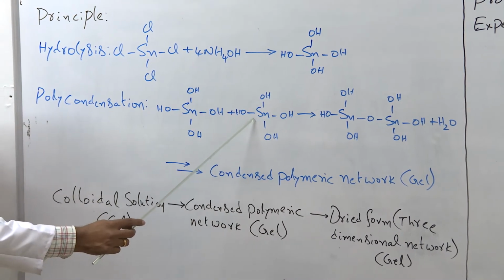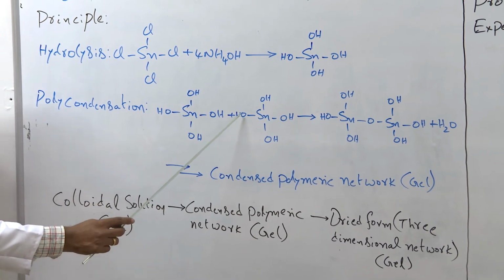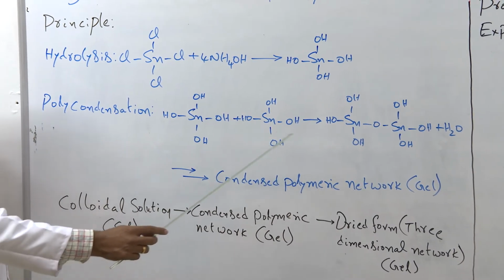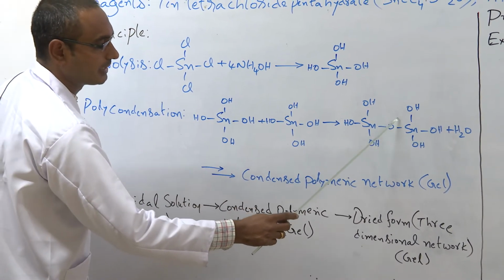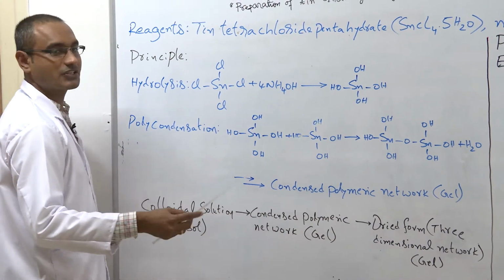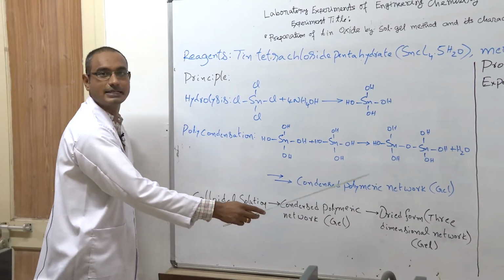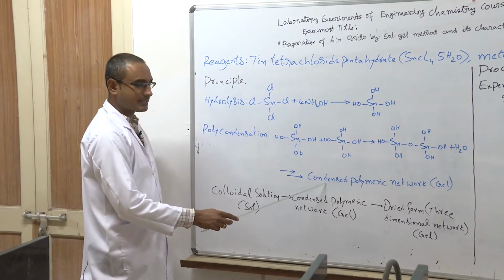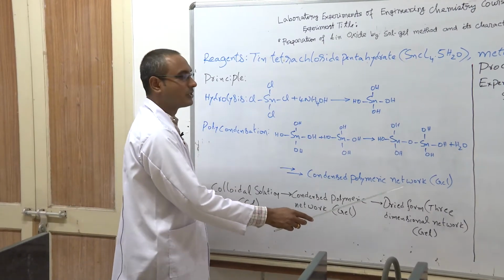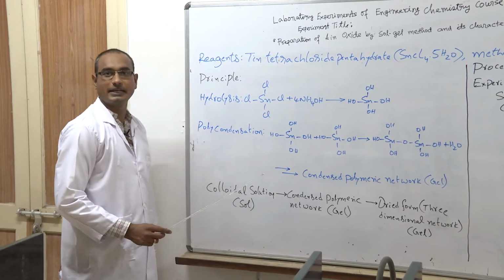This is how the reaction is going to happen: the hydroxy group will react and eliminate a water molecule, forming the Sn-O-Sn linkage. This reaction goes on and forms a condensed polymeric network. After that, this condensed polymeric network will be dried to get a three-dimensional polymeric network.